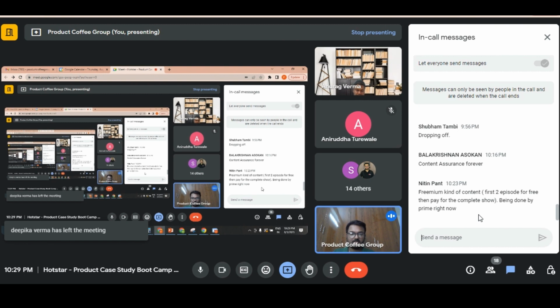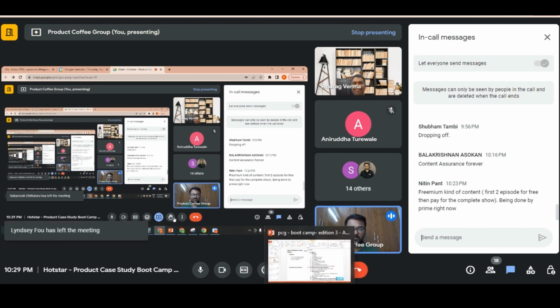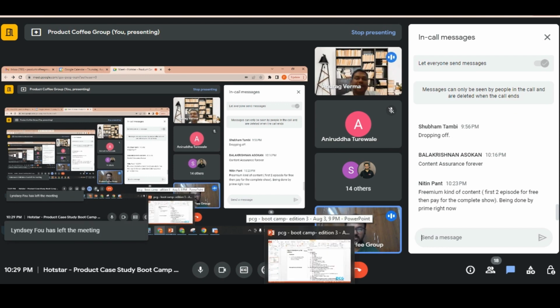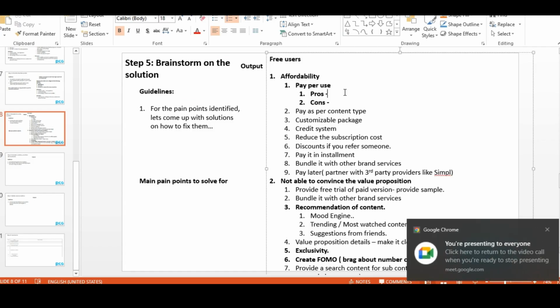Guys, do we have everyone? I think all of us are in. It's already 10:30. I think we should quickly wrap it up. Anurag, let's do this. Yeah, happy to wrap it up. Let's just say the pros and cons, Anurag, and then define a metric.